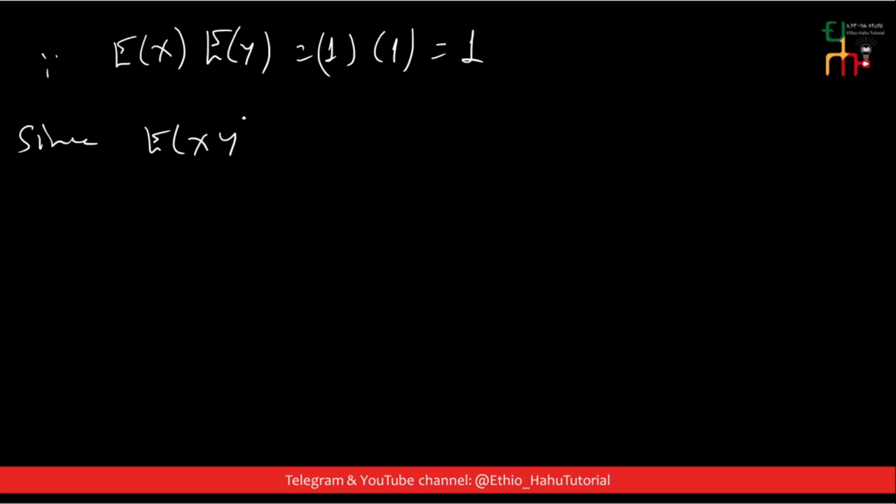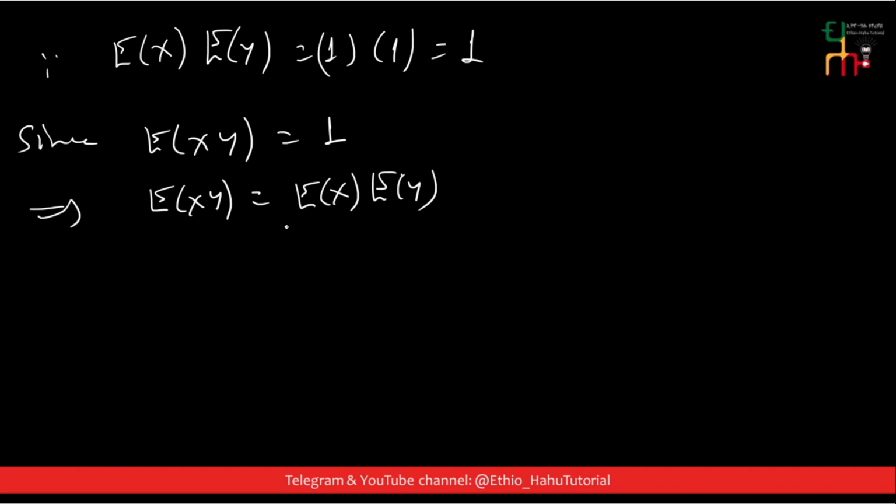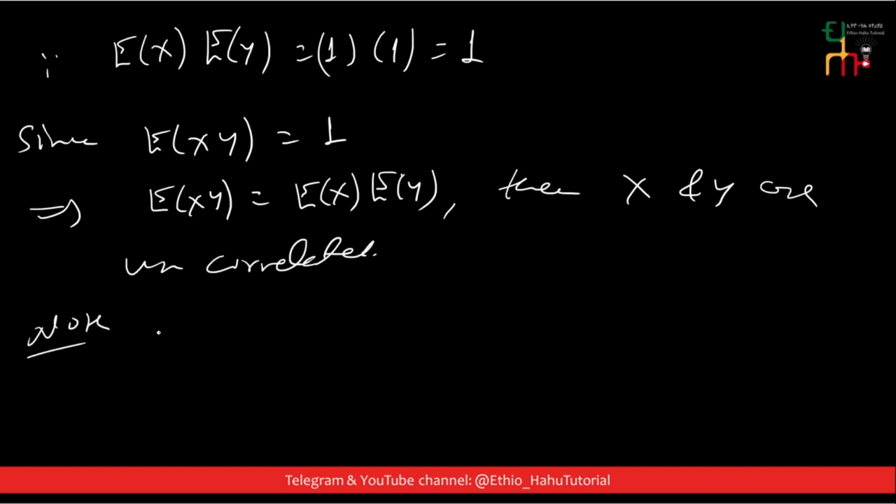Therefore, the expectation value of x times the expectation value of y, what will it be? 1 times 1, which is equal to 1. Since the expectation value of xy is equal to 1, the expectation value of x times y is equal to the expectation value of x times the expectation value of y. So they are uncorrelated. If x and y were correlated, this equality would not need to hold. Since the expectation value of xy is equal to the expectation value of x times the expectation value of y, x and y are uncorrelated.